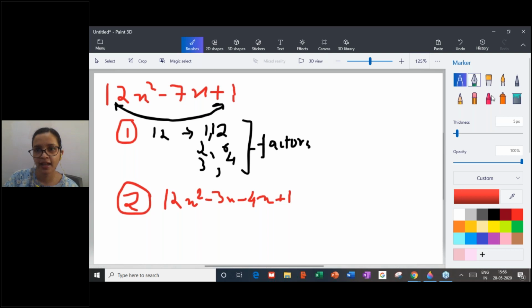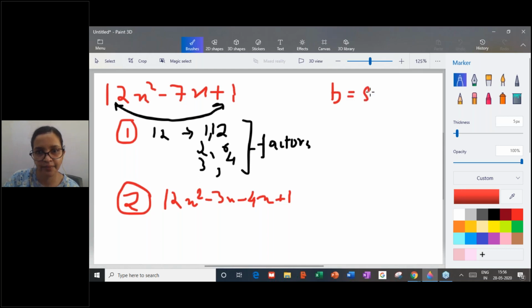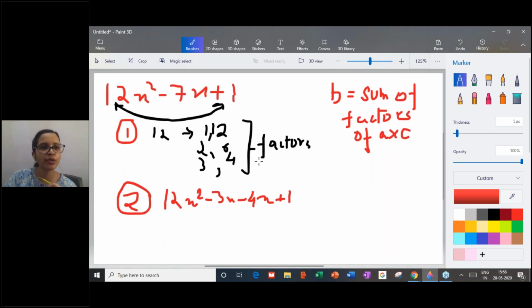Okay. So basically, the whole thing I was trying to prove to you in the previous step is this: how do you get the term for b? How do you split b? b is basically the sum of factors of A into C. Making more sense now, right?